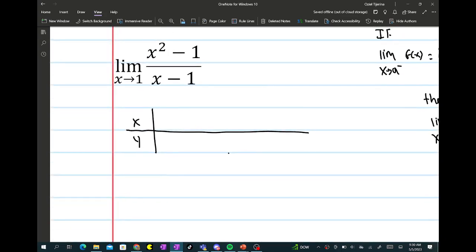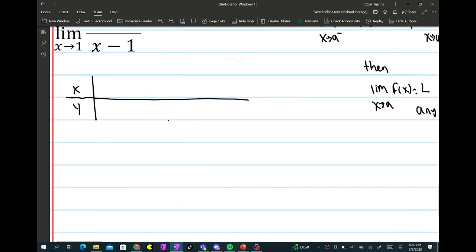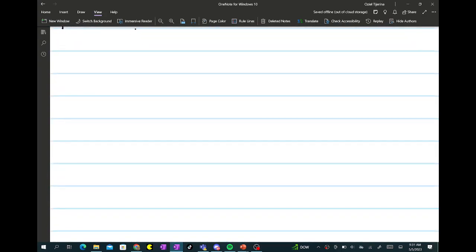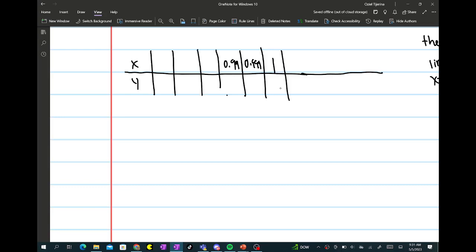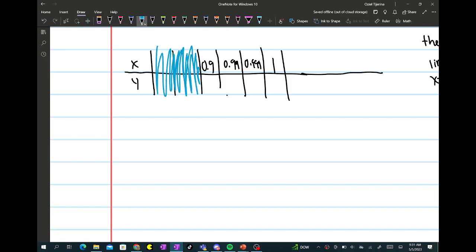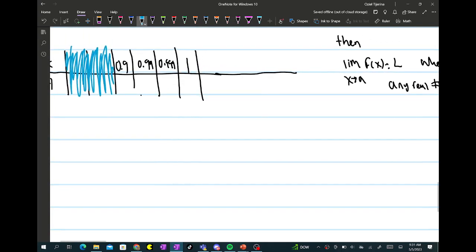So here we want to see what happens from the left and the right. Let me put 1 here, and we're going to see what happens as we get closer and closer to 1. So let's say we have the following: 0.9, 0.99, 0.999, and I'll leave these blank here, we're not using them. This is what happens from the left right here.